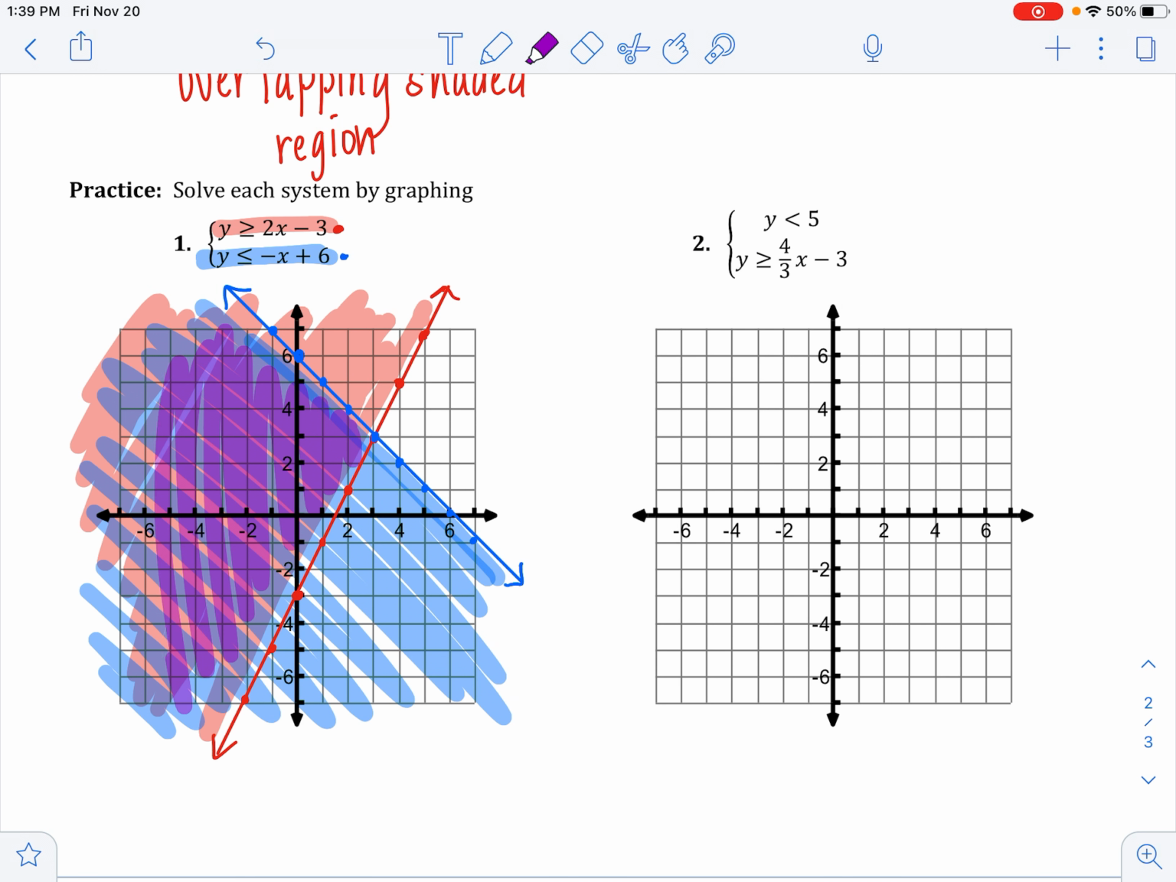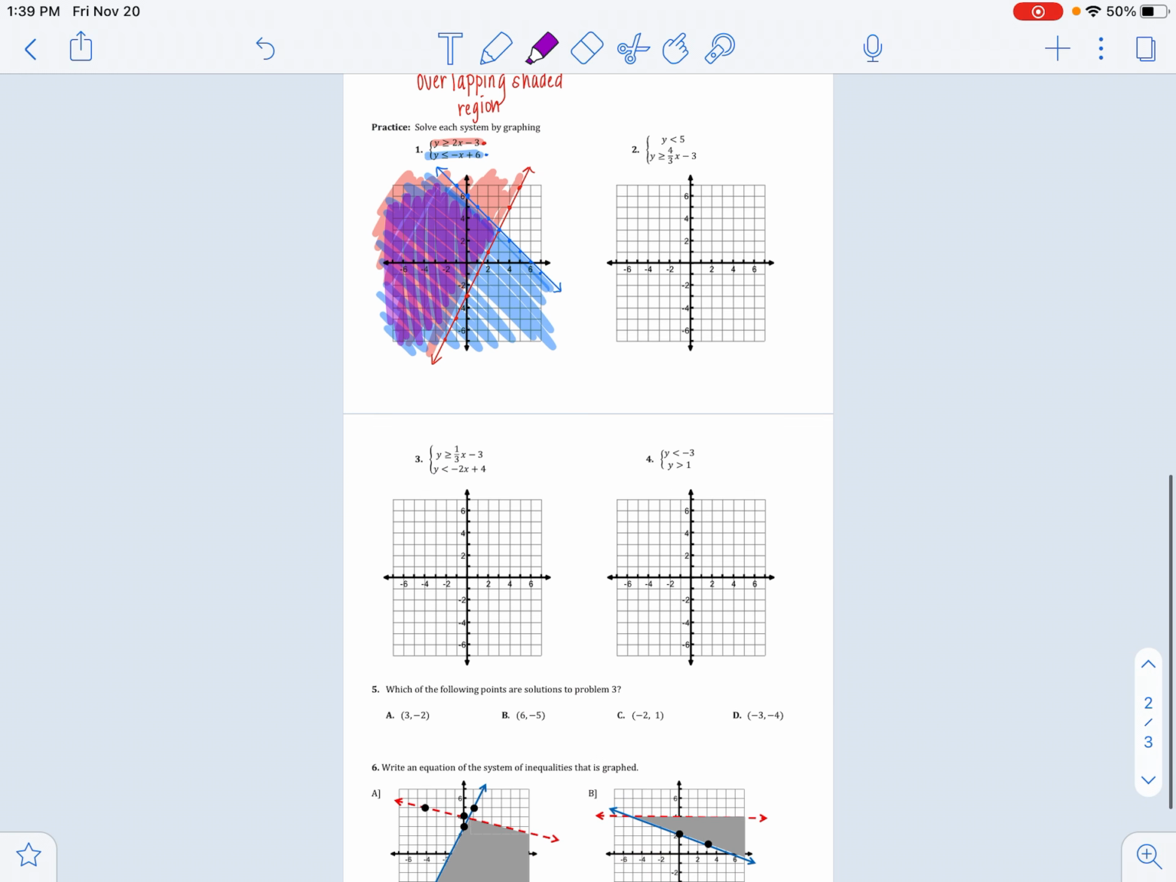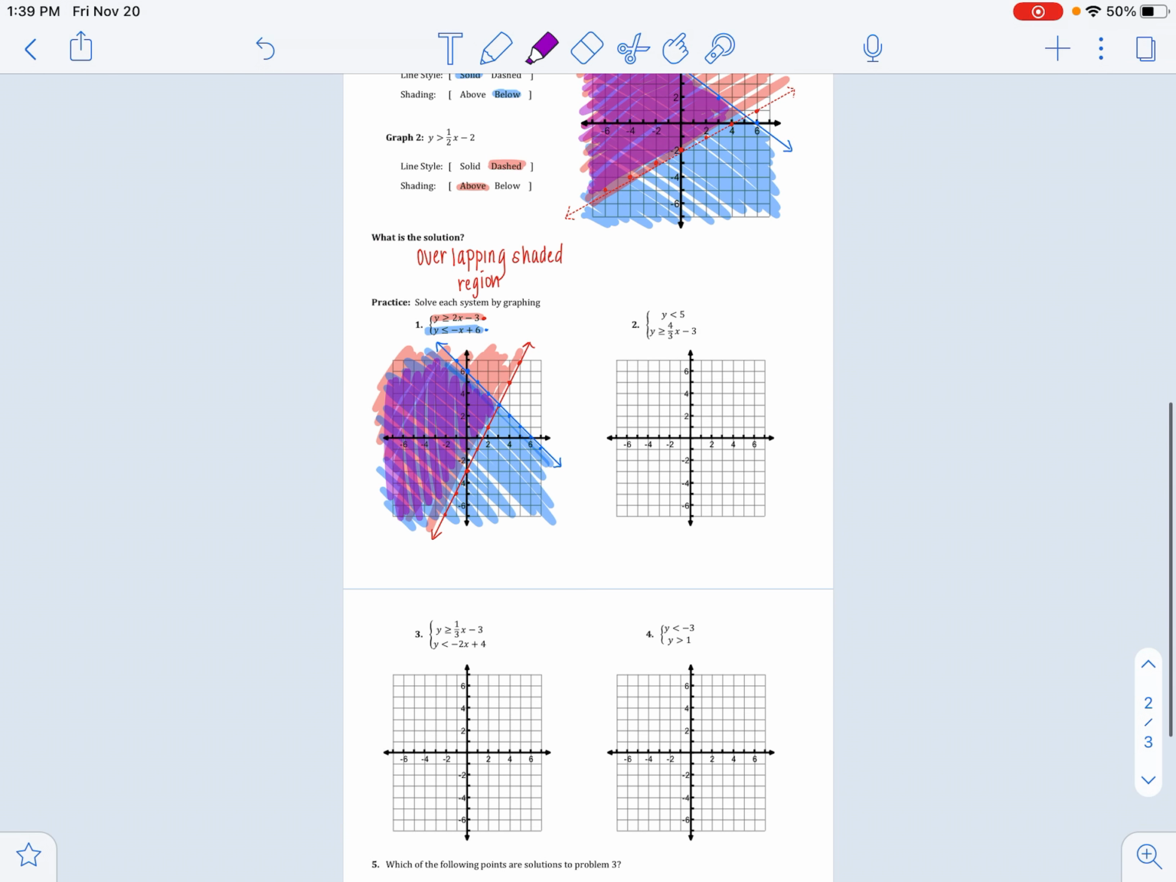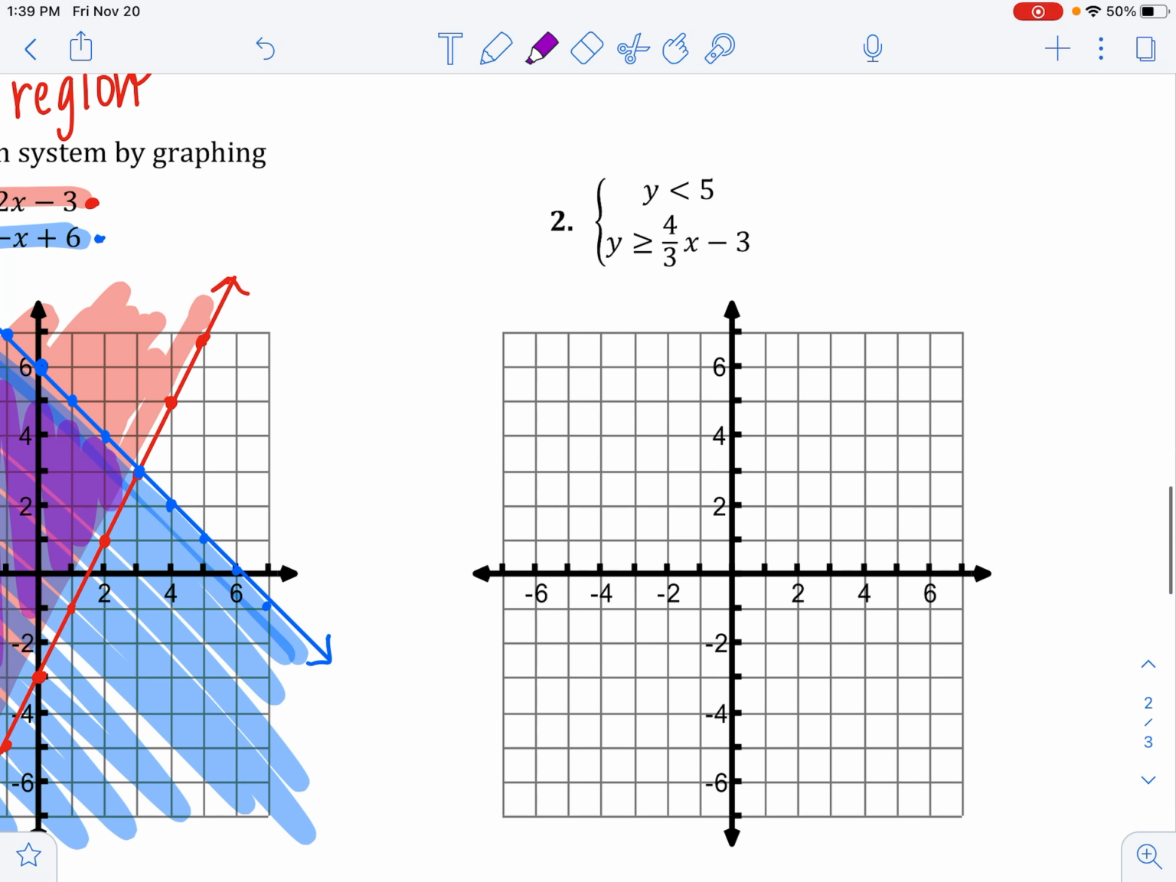All right, so now I want to know where my solutions are. My solutions are the overlapping shaded region, so I'm going to darken them in just so that we can see where they are. And there's my solutions.